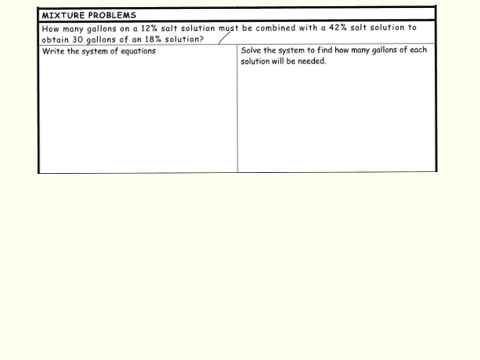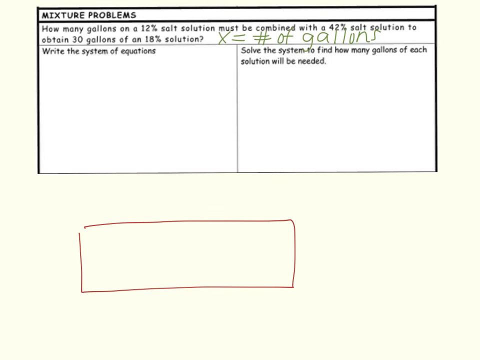So we're going to define our variables. We're going to let x equal the number of gallons. And then I'm going to draw a picture down below to hopefully clear it up just a little bit. So if I have 30 gallons, this whole thing is 30 gallons of an 18% solution.